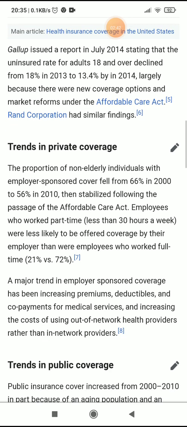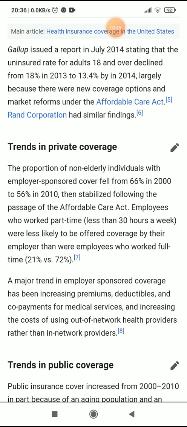Trends in private coverage: the proportion of non-elderly individuals with employer sponsored coverage fell from 66% in 2000 to 56% in 2010, then stabilized following the passage of the Affordable Care Act. Employees who work part-time, less than 30 hours a week, were less likely to be offered coverage by their employer than were employees who worked full time, 21% versus 72%.